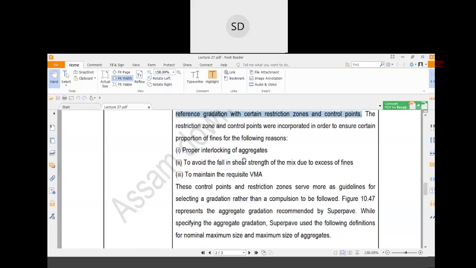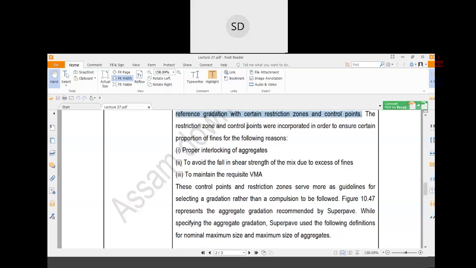Proper interlocking of the aggregate. So basically, this restriction zone enables the proper interlocking of the aggregate to avoid the falling shear strength of the mix due to excess fines. Therefore, you have to regulate the number of fines over there to maintain the requisite VMA, voids in mineral aggregates, that you have to maintain.